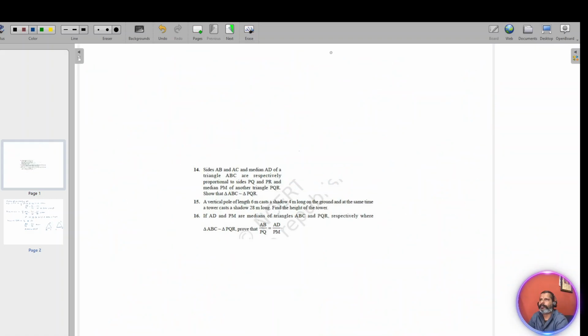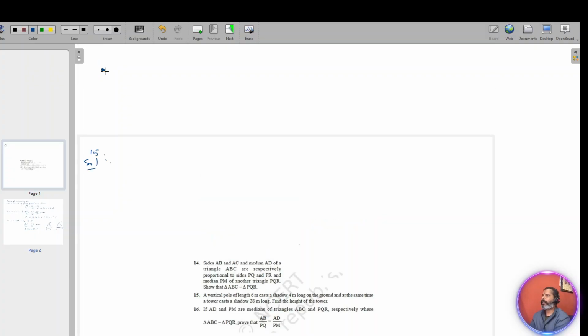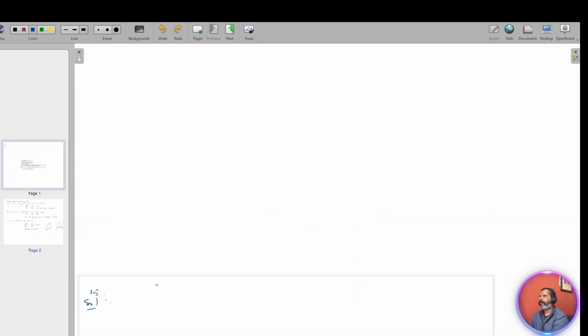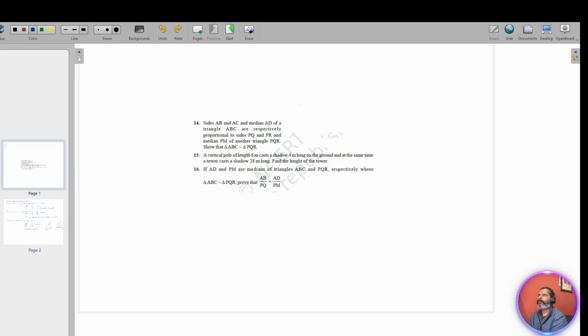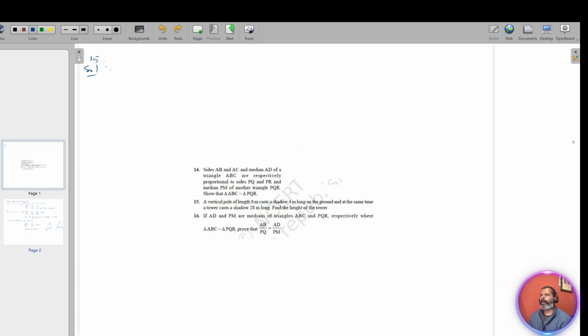15th one. What does the 15th one say? Just check out. A vertical pole of length 6 meter casts a shadow of 4 meter long on the ground, and at the same time, this is also important, a tower casts a shadow of 28 meter long. Find the height of the tower.